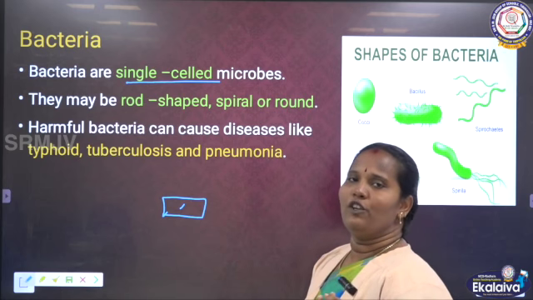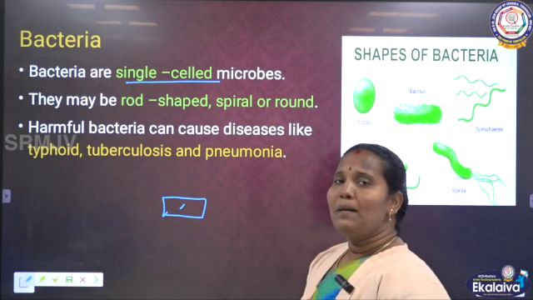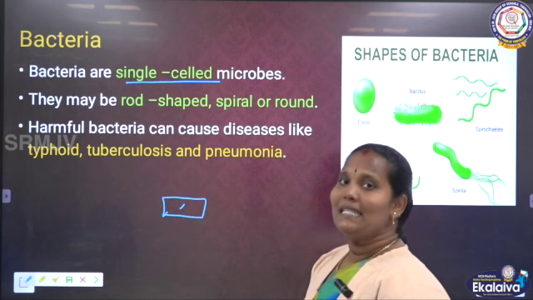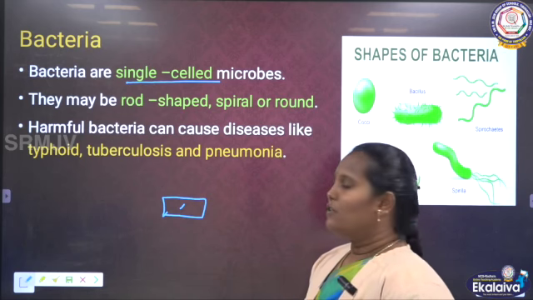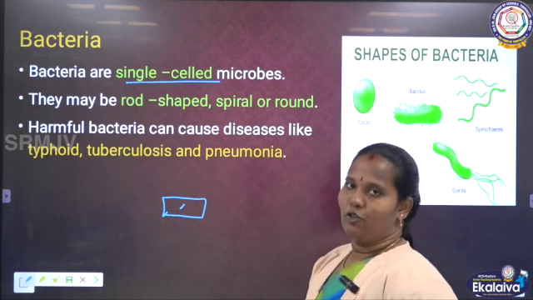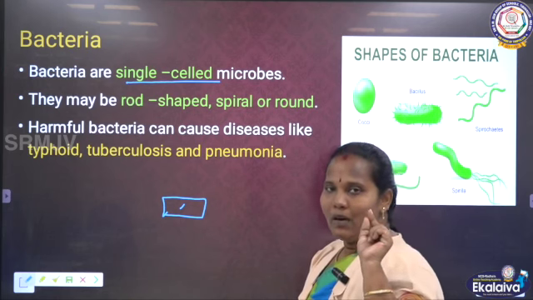Many cells join together to make our body structure, even in animals and plants. But these microbes are made up of only one cell. This is the reason we cannot see them with our naked eye. Bacteria are single-celled microscopic organisms. Single cell means the whole body is made up of only one cell.